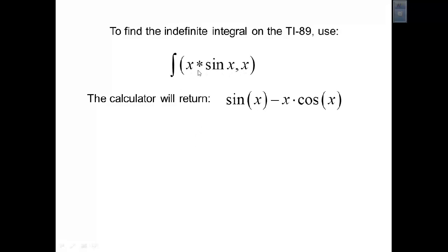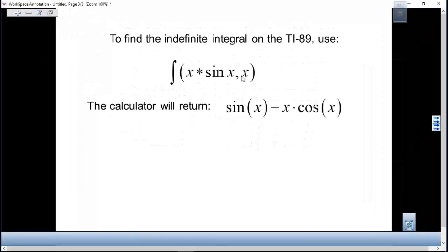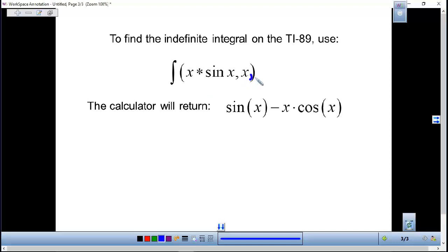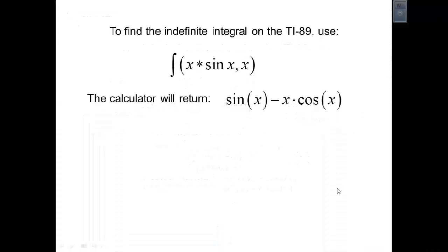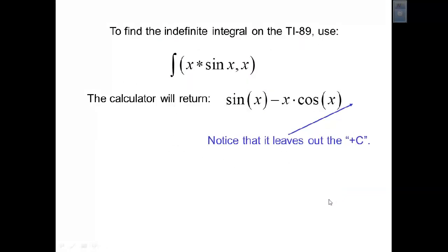Now, notice that this is different from how we did the definite integrals. With the definite integrals, you would have put comma 1, comma 4, where those are the lower bound and the upper bound. In this case, we don't have bounds, so we don't end up putting those things. Now be careful, because notice that the calculator leaves out the plus c. You have to put it in there because this is an indefinite integral, so it would require it.